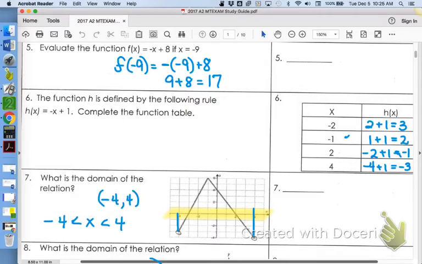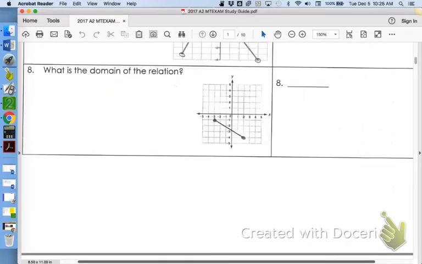Oops, did I finish that? Yeah, I finished that slide. Let's go to the next one. The domain of this relation, again, this time the endpoints are included. So I'm going to use brackets, starting at -3 on the left and moving over to +2 on the right.